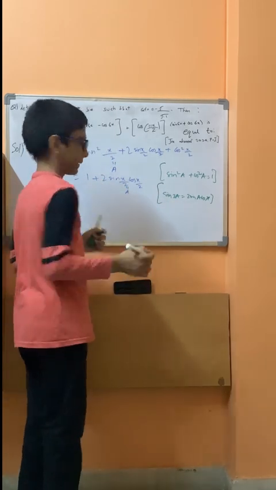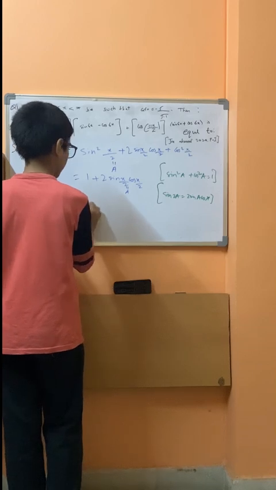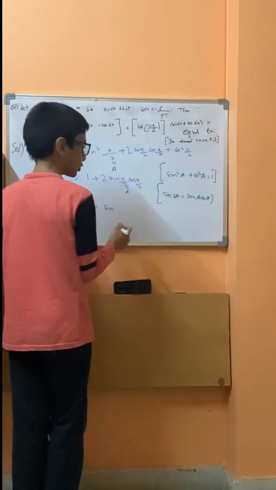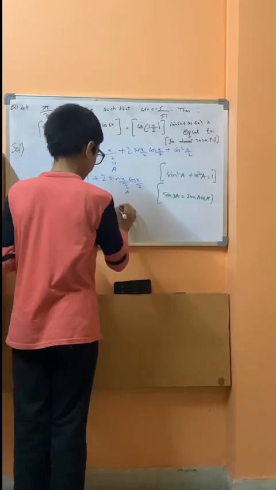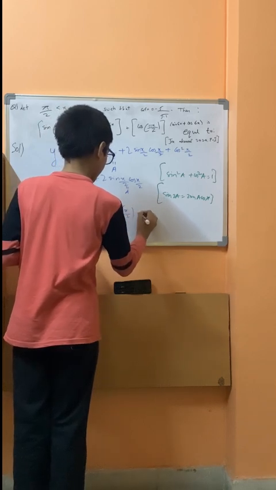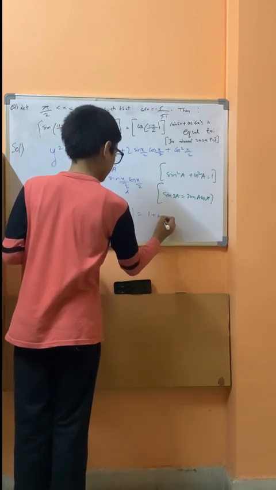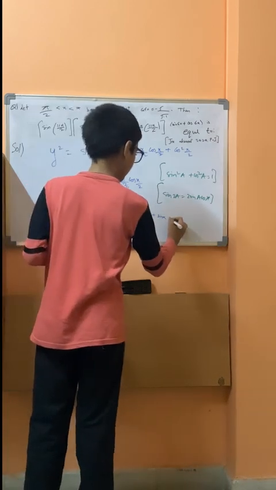So y square becomes 1 plus sine of 2a, which is 2 times x by 2, which is 1 plus sine x. Now this is an important thing which I have got so far.